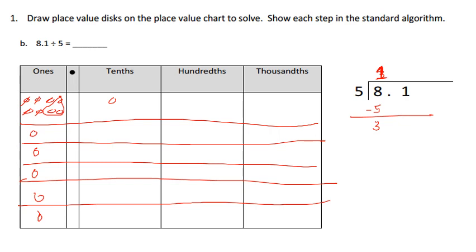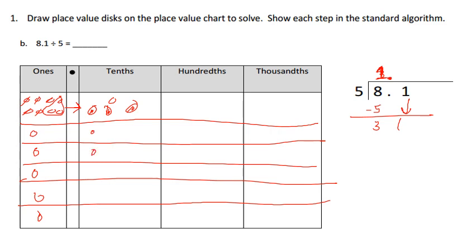And we're going to take the 3 ones, we're going to move them over to tenths. And each one of those ones is going to be 10 tenths. So now, when we regroup, the first thing I'm going to do is put my decimal in my answer. I'm going to bring down the 1, and now I have 31 tenths. Same thing I'm showing over here. So now we're going to split up 31 tenths.